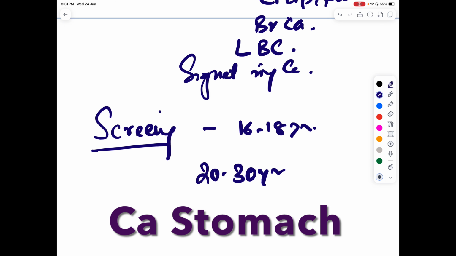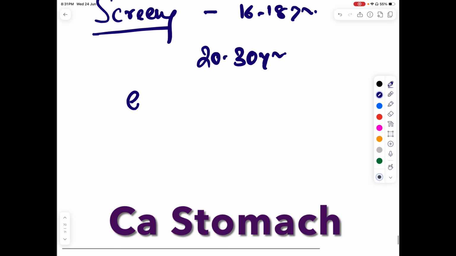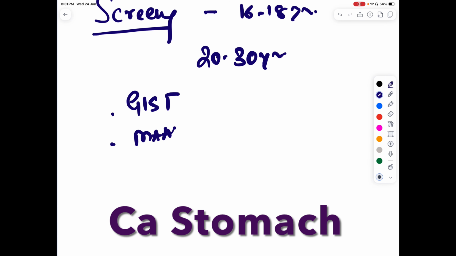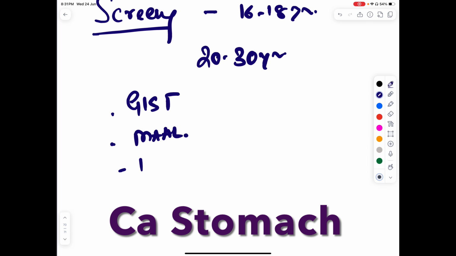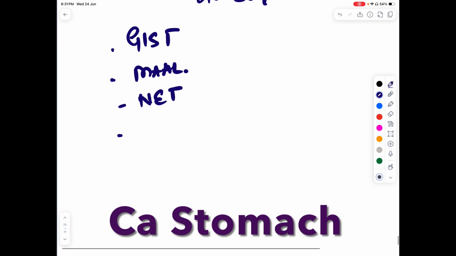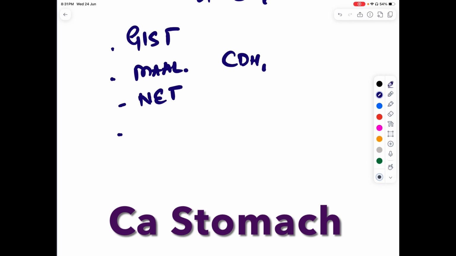What are the types other than adenocarcinoma? There can be gastrointestinal stromal tumors, MALT type lymphomas, neuroendocrine tumors, and squamous cell carcinoma. So CDH1 is a gene. It is also called the E-cadherin gene. It is a tumor suppressor gene which is deficient, and mutation in CDH1 may lead to cancer. The type of inheritance is autosomal dominant.